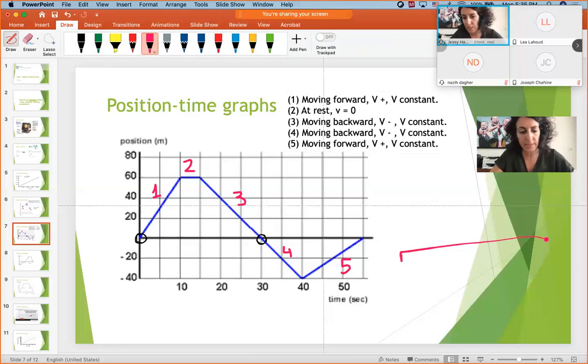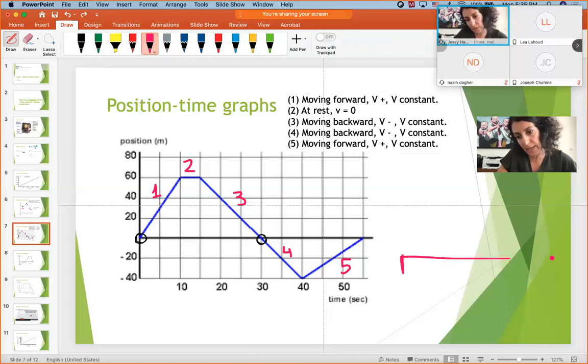I'm actually standing on a ruler. Let me draw it straight. So this is a ruler. I have 0 in here. I have 80 in here. Okay, 80 meters. And I have negative 50, no, negative 40.